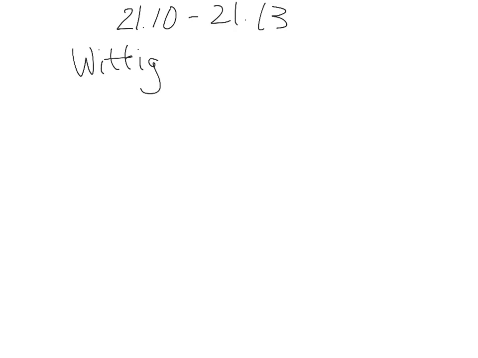So today we're going to learn about 4 different kinds of reactions with aldehydes and ketones. We're going to cover chapters 21.10 to 21.13. Our first kind of reaction that we're going to do is called a Wittig reaction. It's pronounced Wittig, like with a V, because it's German.